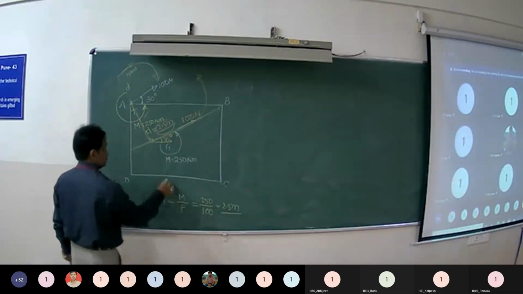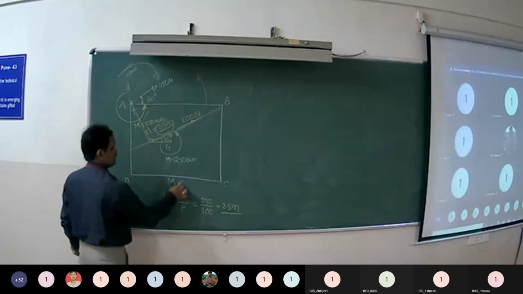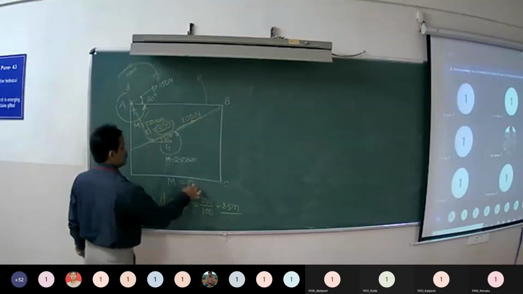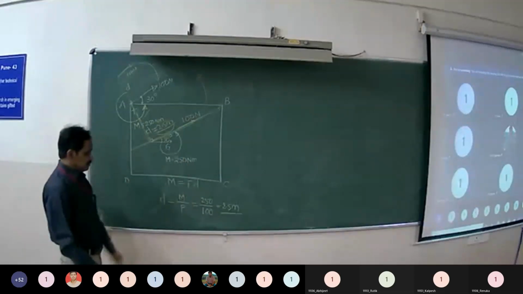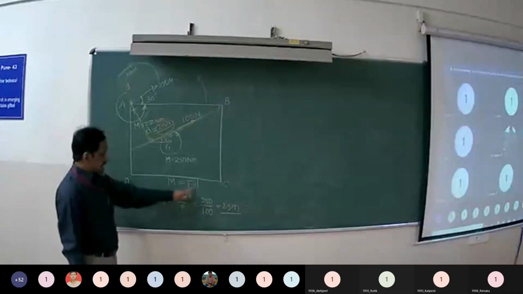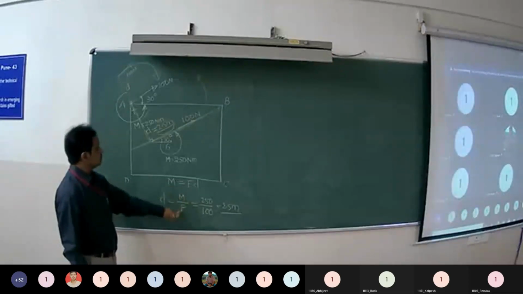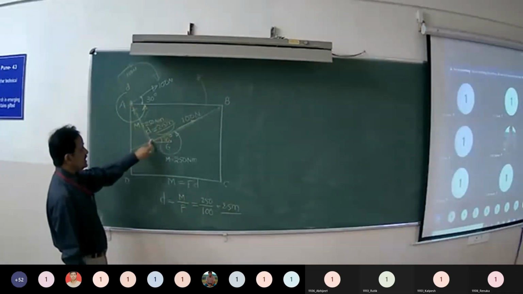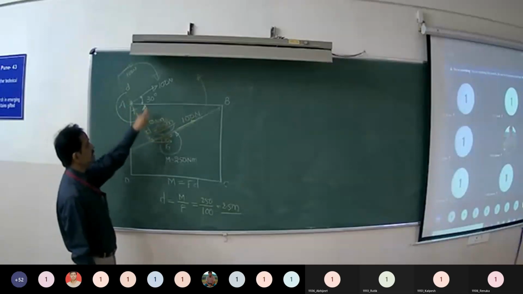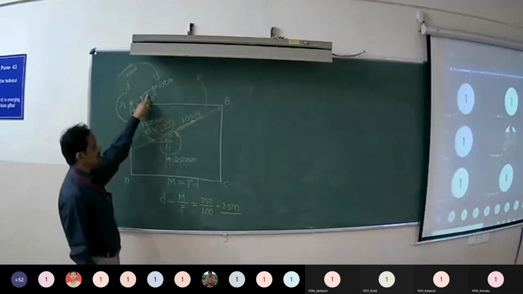We know that the moment of the couple is equal to force into perpendicular distance. So from this only we are getting d is equal to M upon F. Here this distance d is equal to M, which is 250, upon F, which is 100.